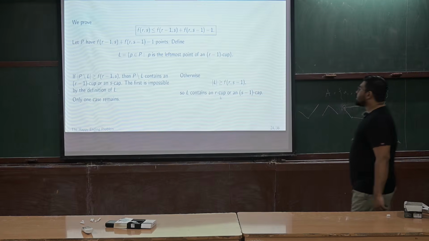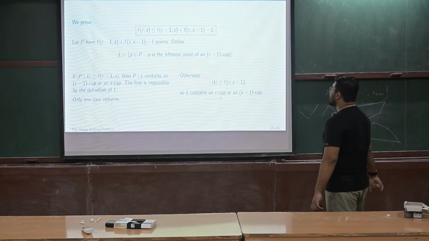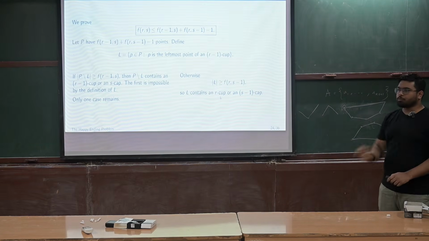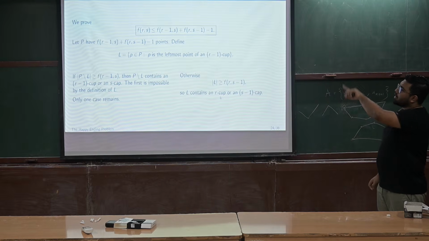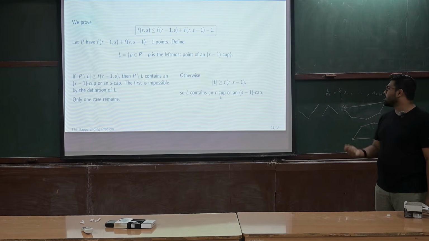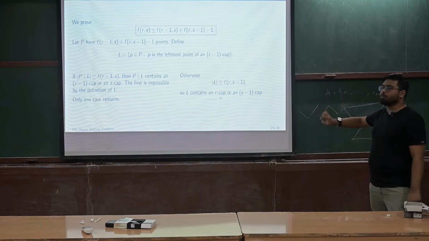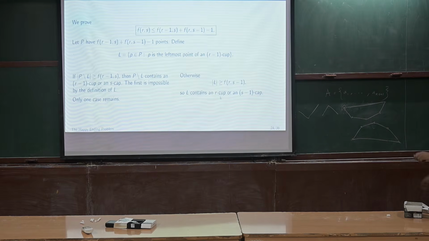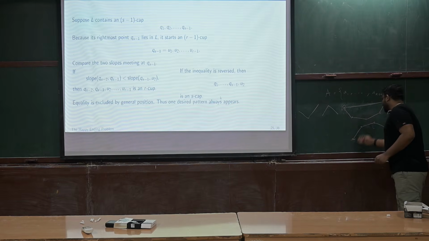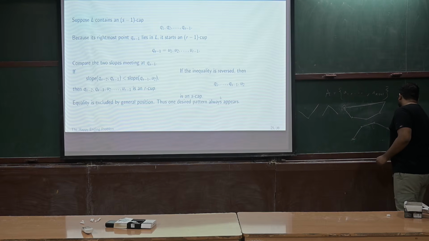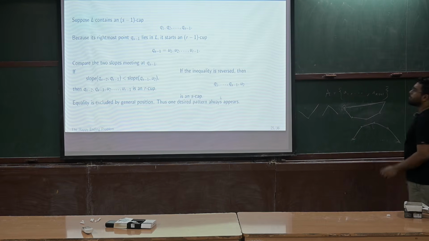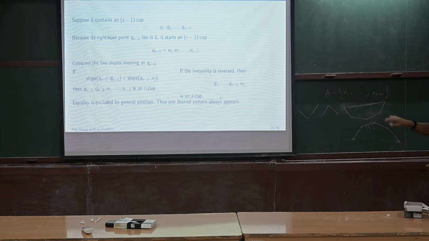Yeah. So consider this, that this L has an s minus 1 cap. I mean, if it is an r cap, we are done again, because f r minus s needs to have an r cup. So the only case that we need to be worried about is s minus 1 cap. So assume you have this s minus 1 cap. Now label all of those vertices in this s minus 1 cap q1 to qs minus 1.